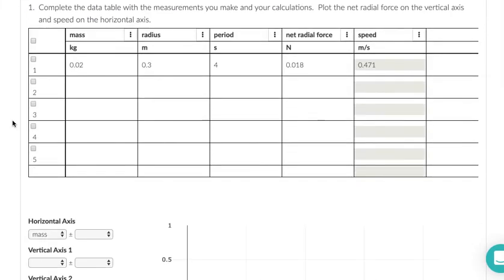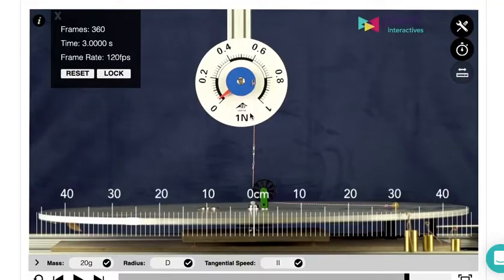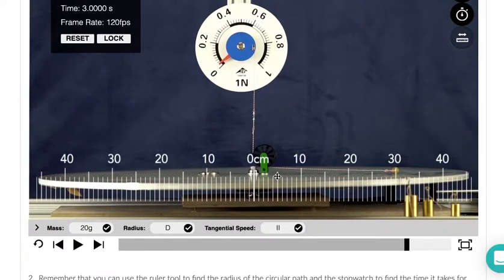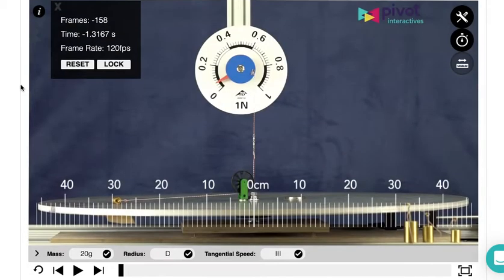And so we can go add that to our data table, 0.024. And it looked like we had change in time of 3. And I can go ahead, the radius is not going to change. So we'll go ahead and find the third speed. Go ahead and hit 3 for our third speed.